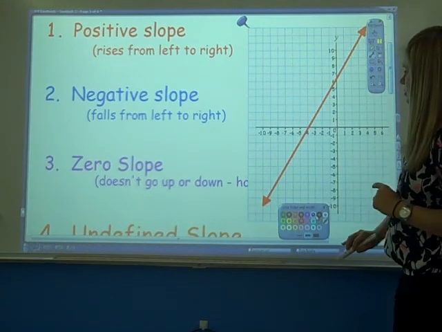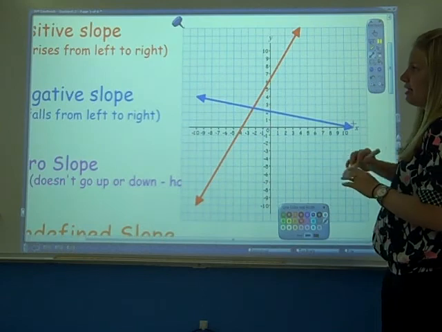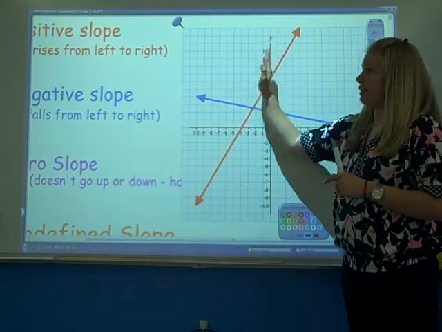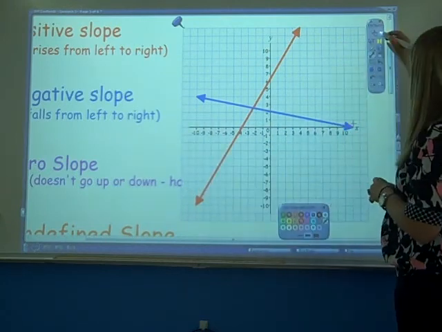A negative slope on a graph will fall from left to right. So I need to get blue. It will fall. Now it could be really flat like that. That means it's not as steep. It could be really steep like this, but it will fall from left to right. It's going to be going down.